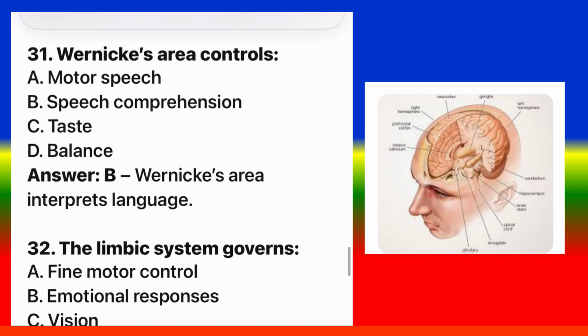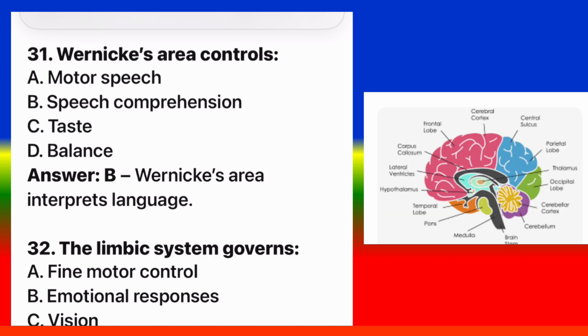31. Wernicke's area controls A. Motor speech, B. Speech comprehension, C. Taste, D. Balance. Answer B. Wernicke's area interprets language.